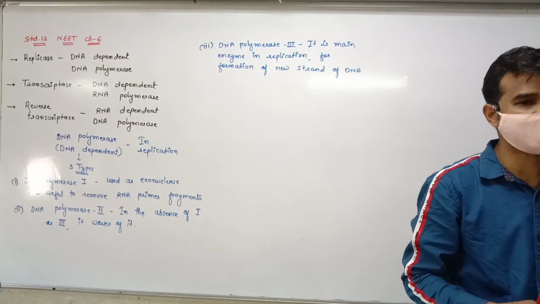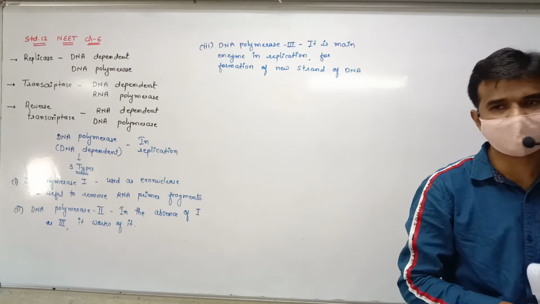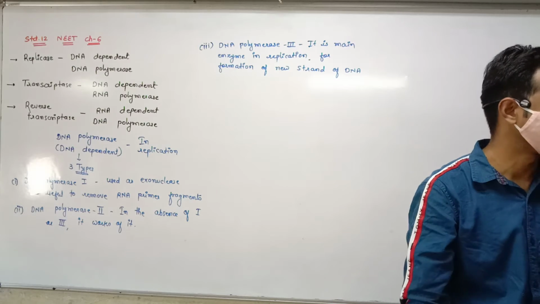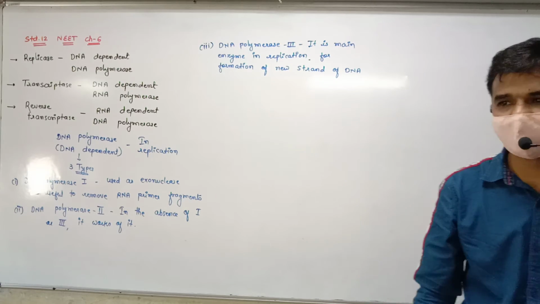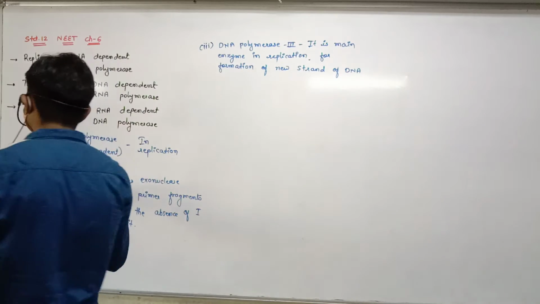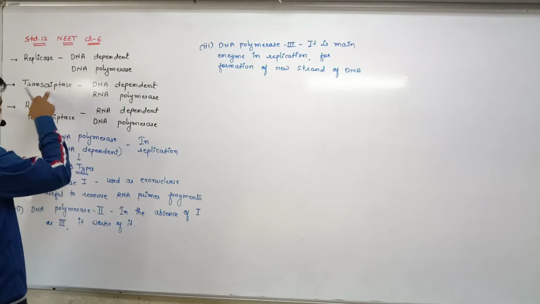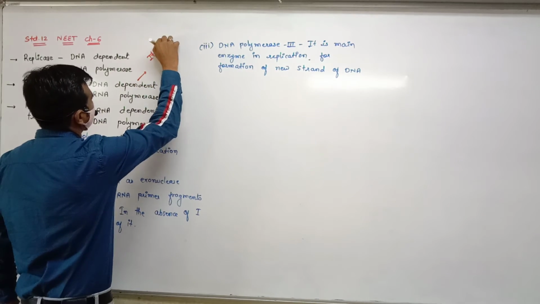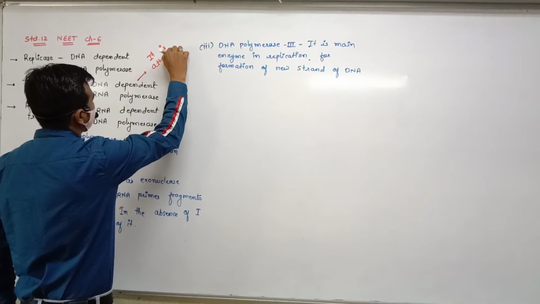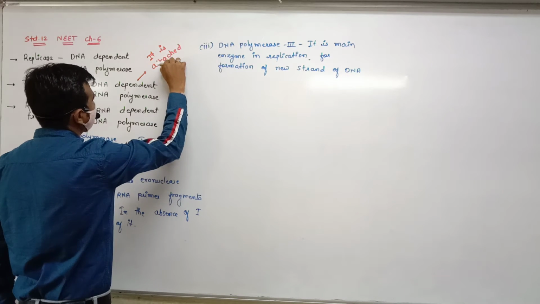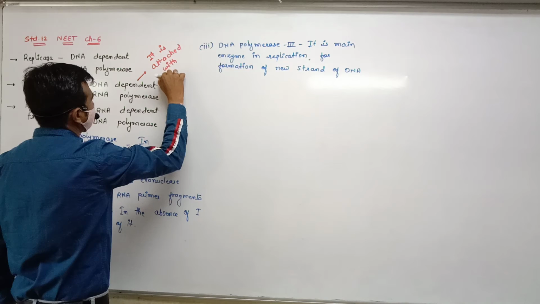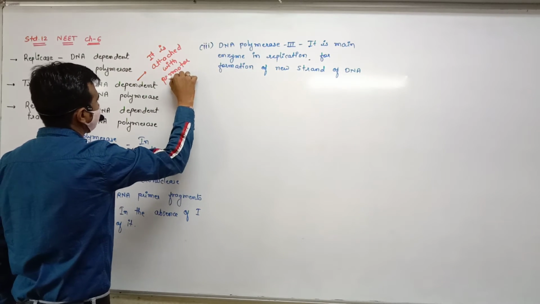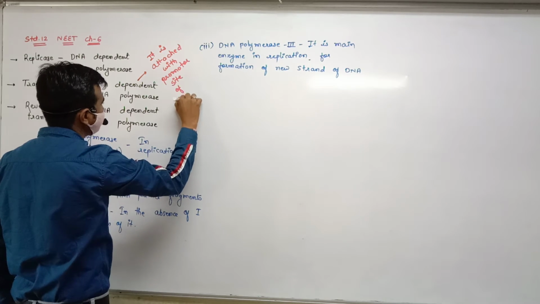Okay? So in the transcription process, you know that transcription occurs on a small DNA fragment only, that is on the gene. So on the gene, first the promoter site is there. So the transcriptase enzyme, DNA dependent RNA polymerase, is attached to the promoter site of the gene.